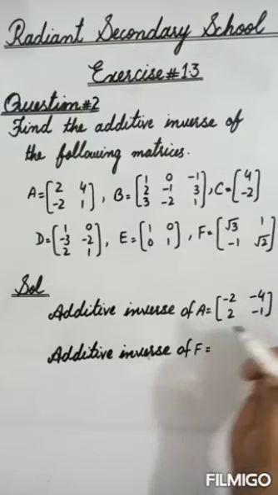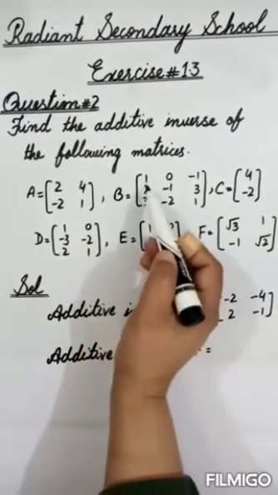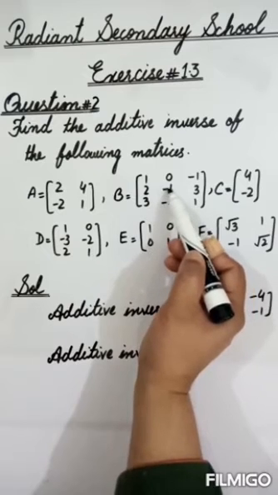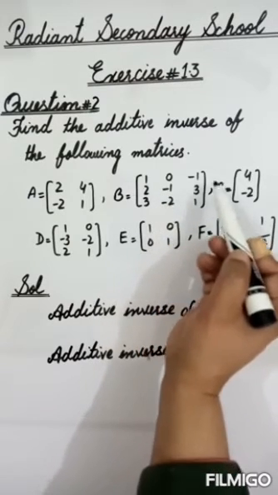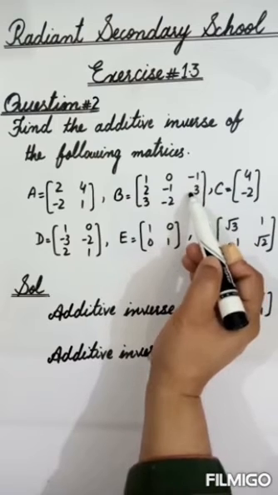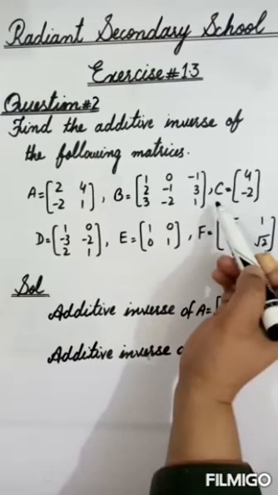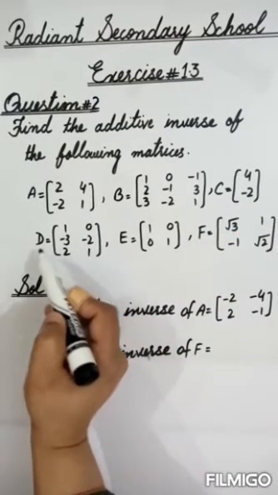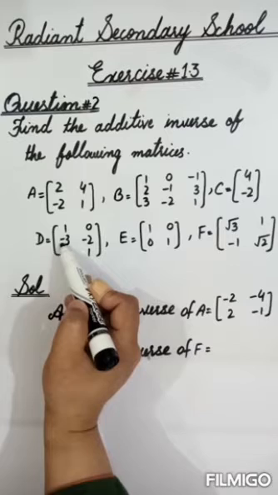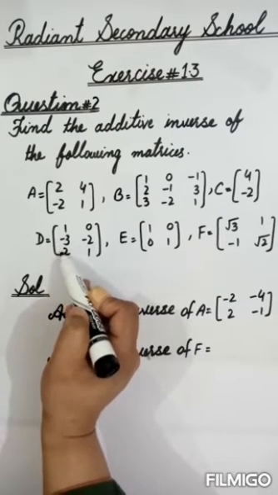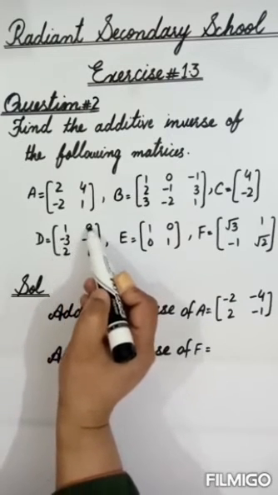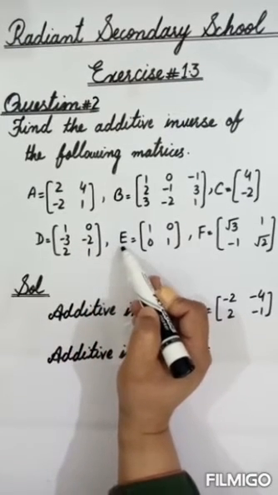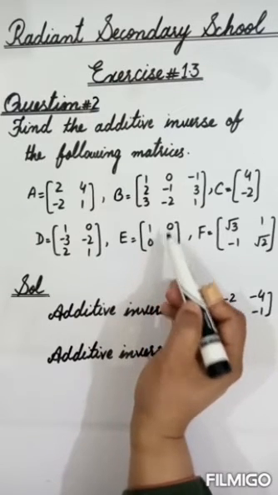Similarly, we can find the additive inverse of B and it is equal to minus 1, minus 2, minus 3. 0 remains as it is. Minus 1 goes to plus 1, minus 2 goes to plus 2 and minus 1 goes to plus 1. Then there is minus 3, minus 1. Now the additive inverse of C is equal to minus 4, plus 2. The additive inverse of D is equal to -1, -3 goes to +3 and +2 goes to -2. 0 remains as it is and then there is +2 and -1. The additive inverse of E is equal to -1, 0, 0, -1.